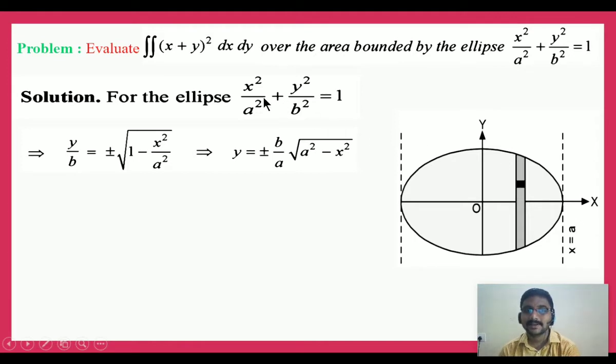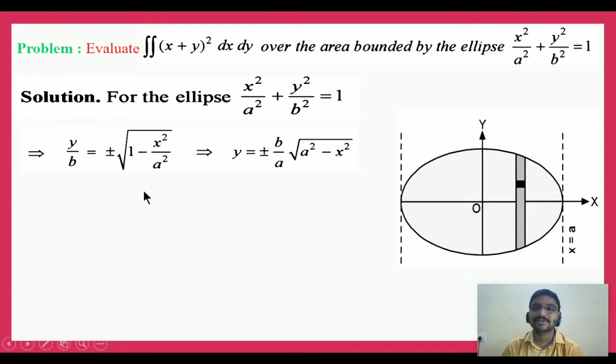So x square by a square plus y square by b square equal to 1 implies y square by b square is 1 minus x square by a square, and then y square is b square by a square into a square minus x square, and then y is plus or minus b by a root of a square minus x square. But in the fourth quadrant y is negative, and in the first quadrant y is positive. So y varies from negative root of a square minus x square to positive root of a square minus x square. Thus the y limits are obtained.